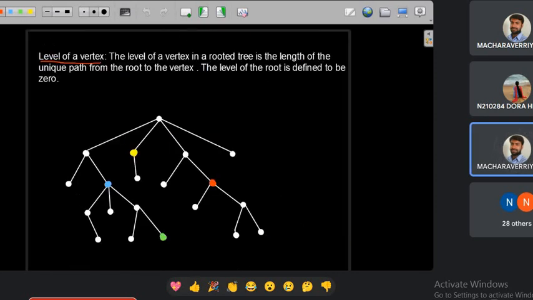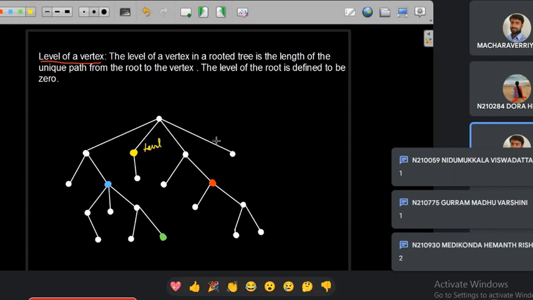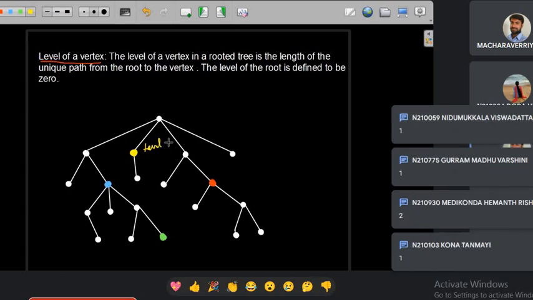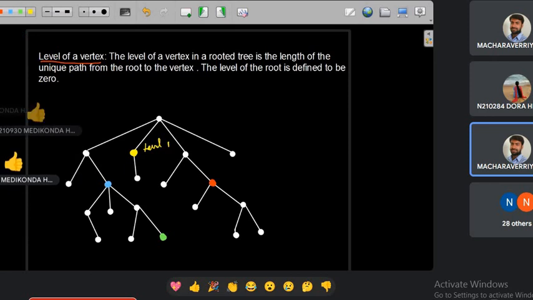So now here I have a graph. You tell me what is the level of this yellow colored vertex. What is its level? Yeah, it is 1. Someone is saying 2. Why is it 2? It's not 2. You see, it is the length of the path from the root. What is the root here? Yeah, so that is 1. It's not 2. So how about the level of this red colored vertex?